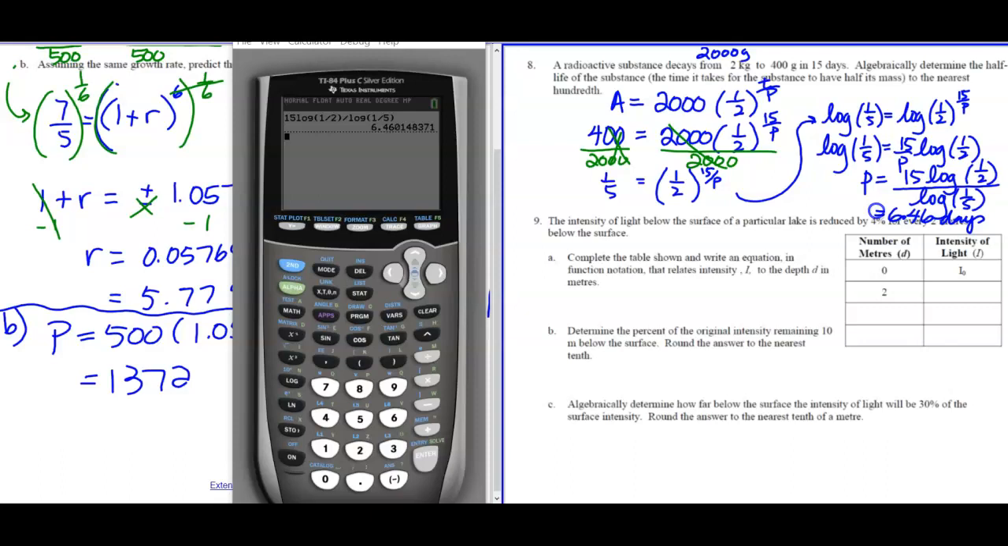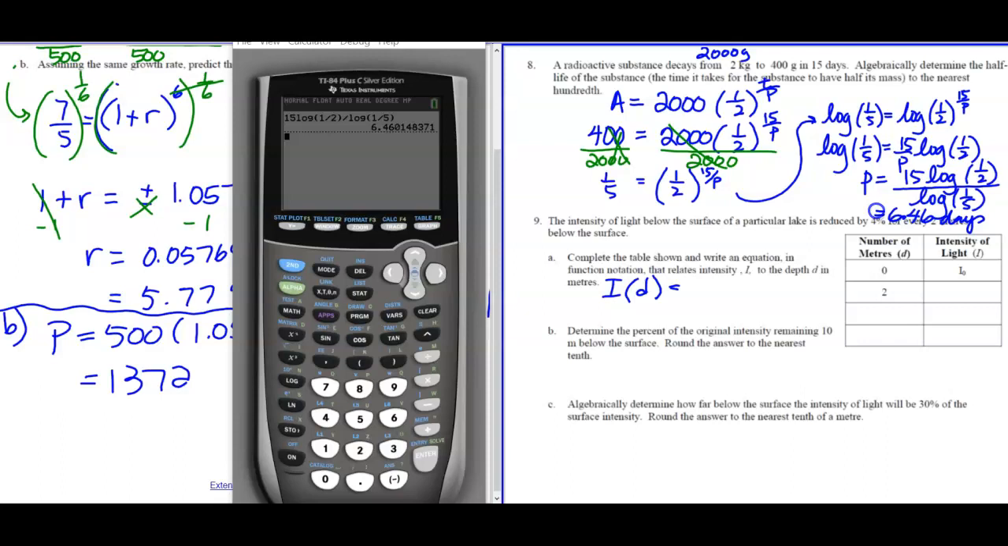So the next question says the intensity of light below the surface of a particular lake is reduced by 4% for every 2 meters below the surface. So in this case it's not time, it's distance. Complete the table shown and write the equation in function notation that relates the intensity I to the depth. So this will be I of d equals. Notice the initial intensity isn't a value. It's I with a subscript 0, which means initial amount. I naught, sometimes it's called that.